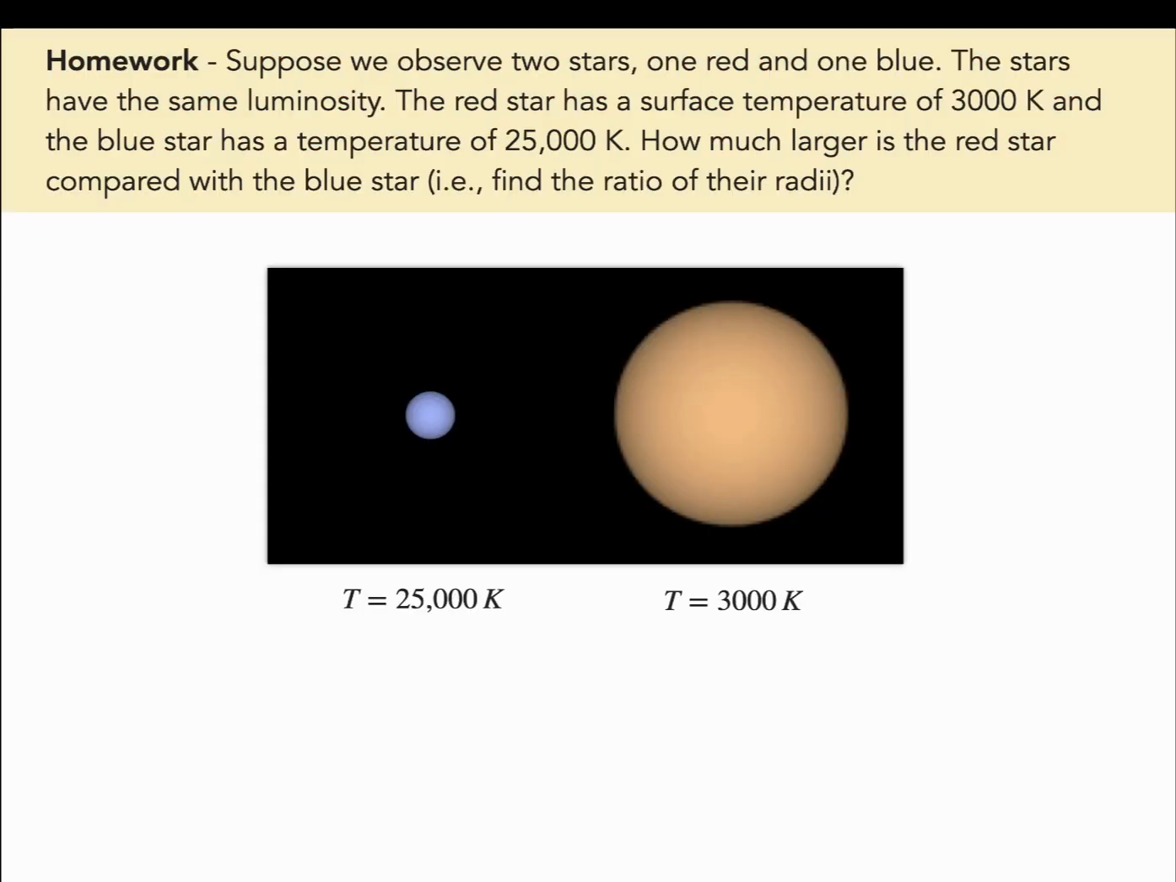All right, here's a homework problem. Suppose we are given 2 stars, one red, one blue. Now we're going to assume that the stars have the same luminosity, so they're giving out the same total power. If the red star has a temperature of 3,000 Kelvin and the blue one has a temperature of 25,000 Kelvin, how much larger is this red star compared to the blue star? All right, so again, you'll use the exact same relationships we saw on the previous slide.